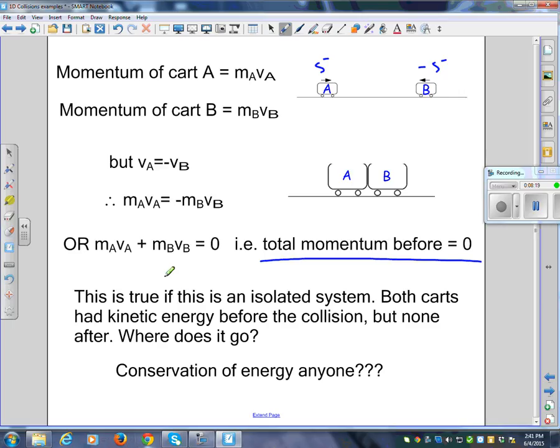Both carts had kinetic energy before the collision, but there is none after. Kinetic energy here, kinetic energy there. Is kinetic energy a vector? It's not. So the momentum must be conserved, but this energy, if there's say 100 joules of kinetic energy there and 100 joules of kinetic energy there, there has to be 200 joules of energy after. But where does it go? Because it has to go somewhere. There must exist 200 joules of energy somewhere. But they're not moving. What is it? Heat.